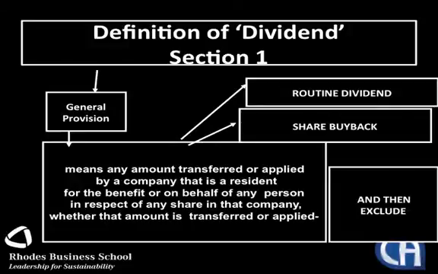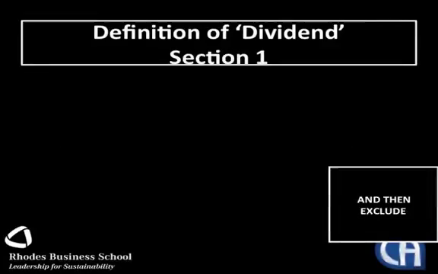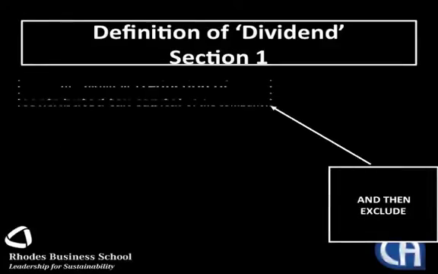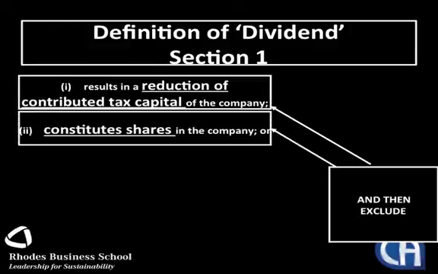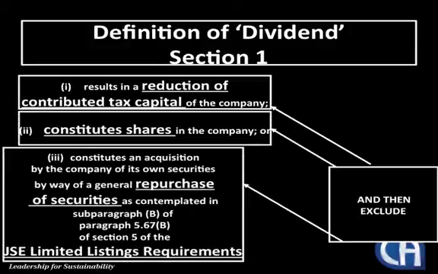Now, when we come to the exclusions, note they are the exclusions from the definition of dividend. That's one set of exclusions. We will later have the exemptions from dividend tax. That's another issue. So now we have to say, right, what do we exclude? We exclude the reduction of contributed tax capital, where we have the shares in a company, or where we have the repurchase of securities. Items 2 and 3 are not that common. The most common one in practice is the reduction in contributed tax capital.